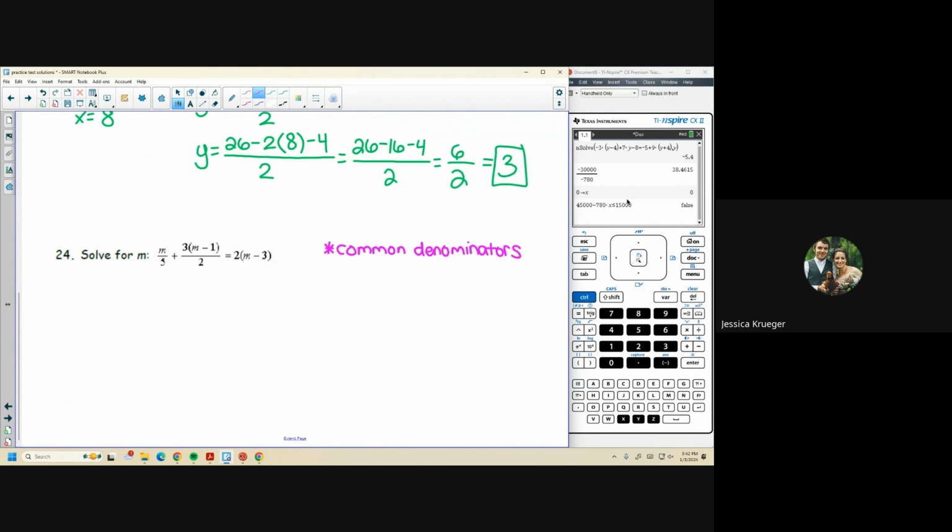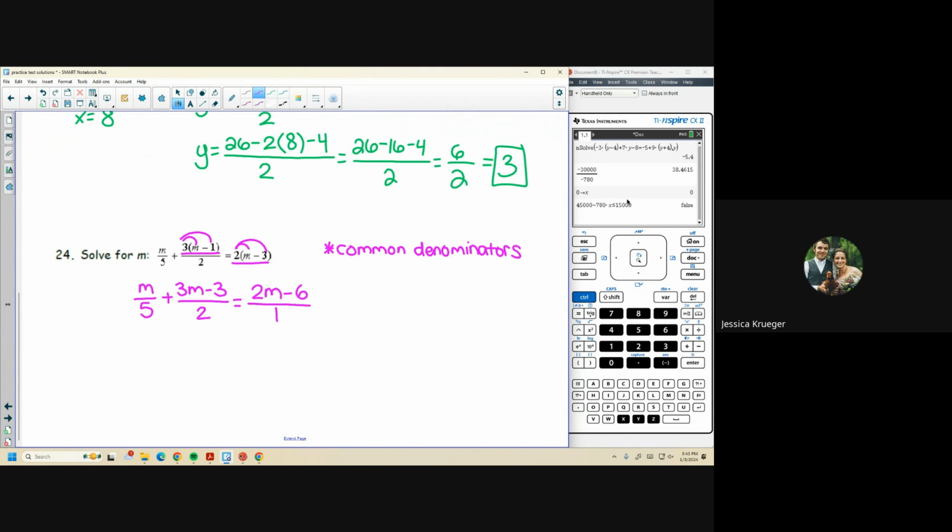I also notice that I've got distribution in this first fraction, and I've got distribution over here on the right. So I think before I try to get common denominators, I'm going to take care of that distribution first. So I'm going to have m over 5, because there's no distribution there, plus 3m minus 3 over 2 equals. And then I'm going to write this last piece as a fraction as well. 2m minus 6 all over 1.